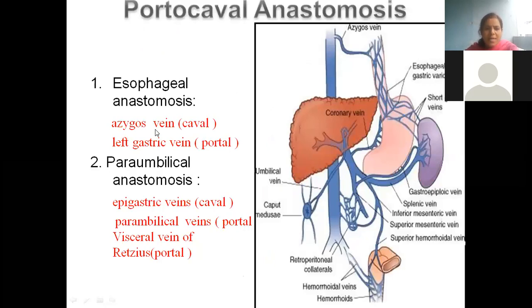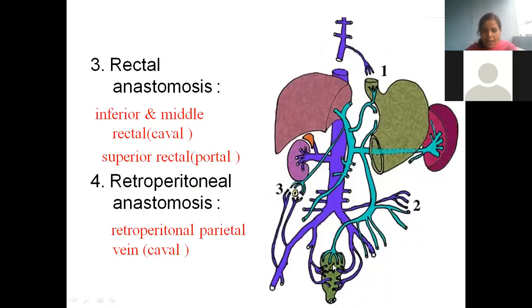Esophageal anastomosis: the azygous vein, which we studied yesterday or the day before yesterday, is a tributary of the inferior vena cava, and the left gastric vein is a tributary of the portal vein. Both form a network at the esophagus. That is esophageal anastomosis. Around the umbilicus, we have epigastric veins, which are tributaries of the inferior vena cava, and paraumbilical veins, which are tributaries of the portal vein. So they form a network, that is paraumbilical anastomosis.